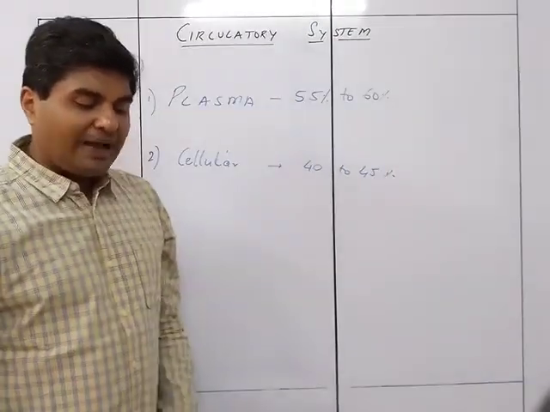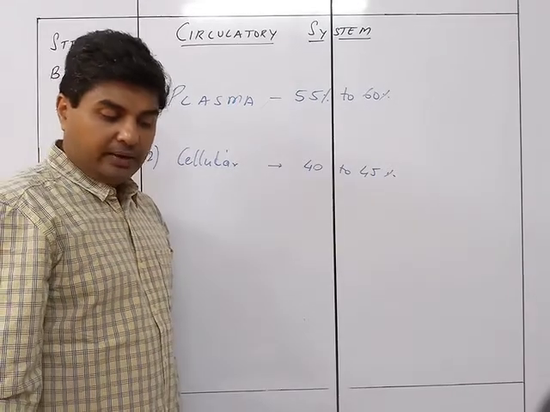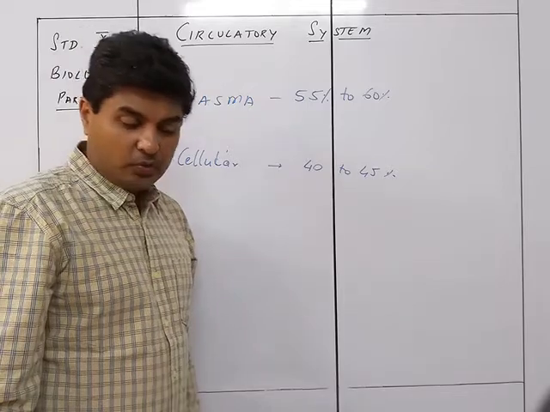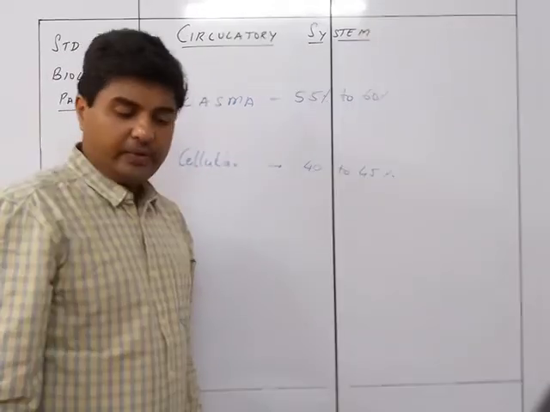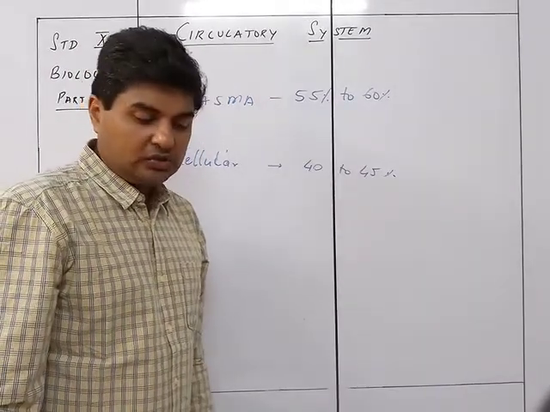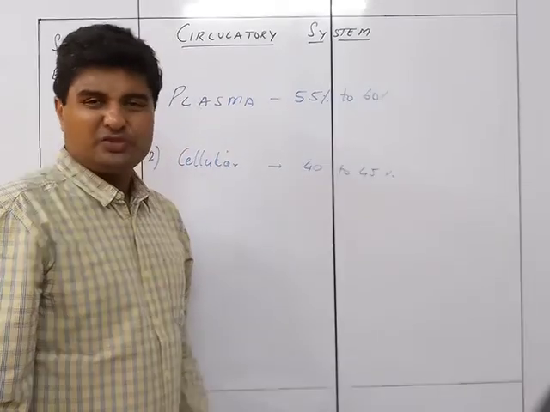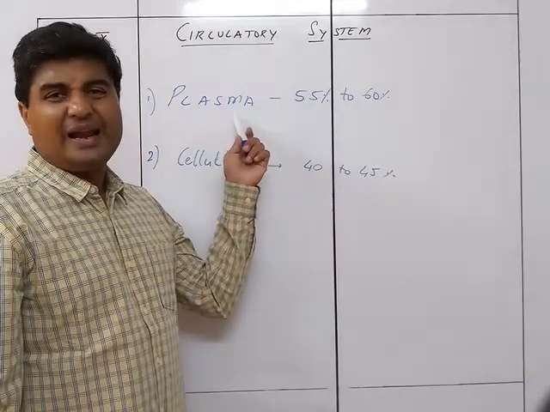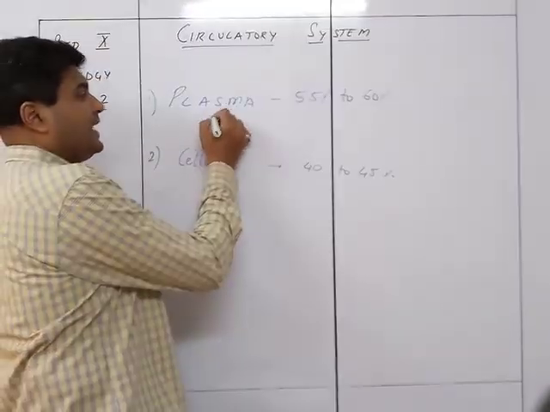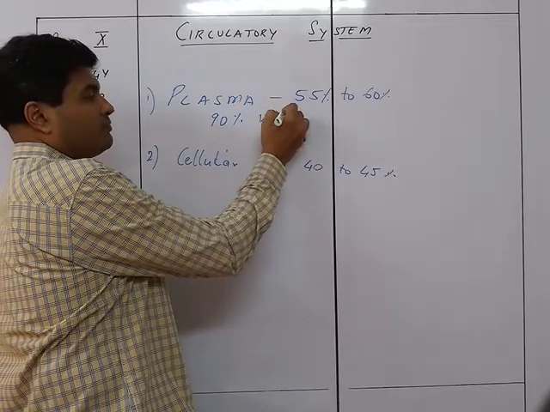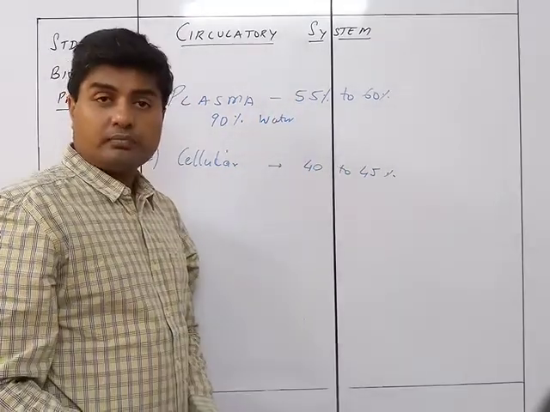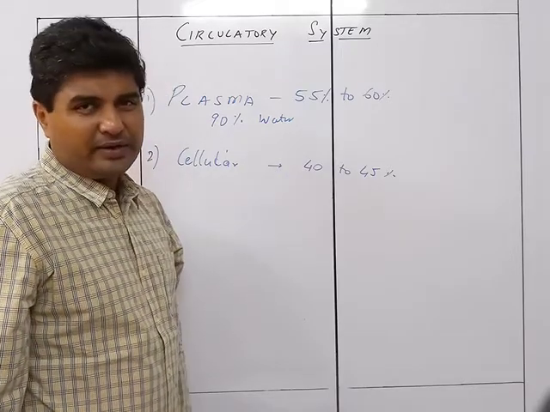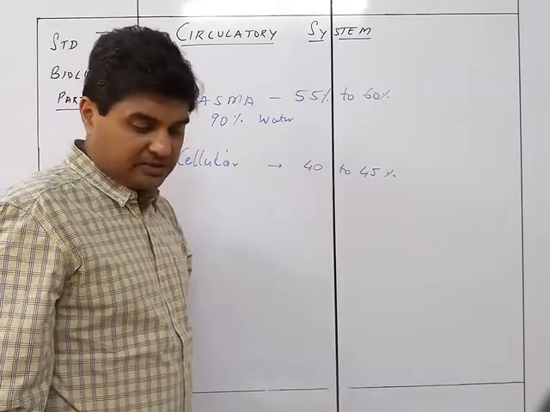Plasma is a light yellow colored alkaline liquid. It mainly consists of water, which is 90 to 92%, proteins 7 to 8%, inorganic salts 1%, and other substances in small traces. So mainly the plasma is about 90% water. Otherwise, there are 7 to 8% proteins and salts and other substances.